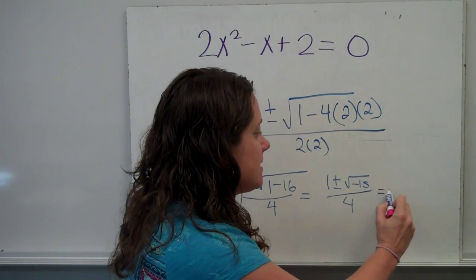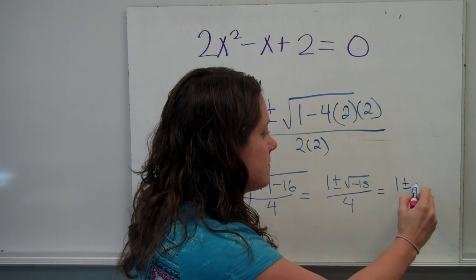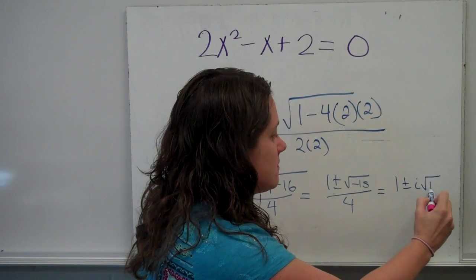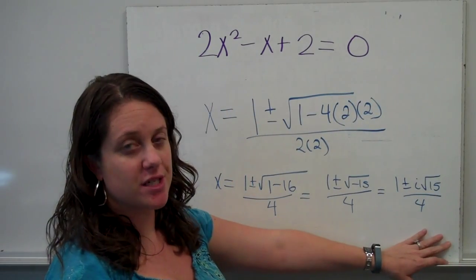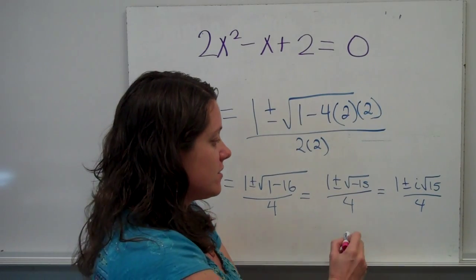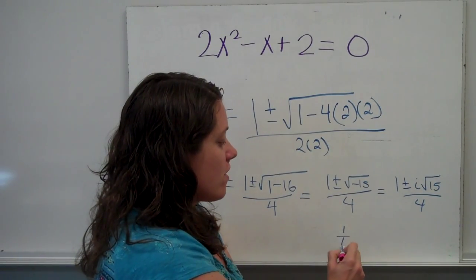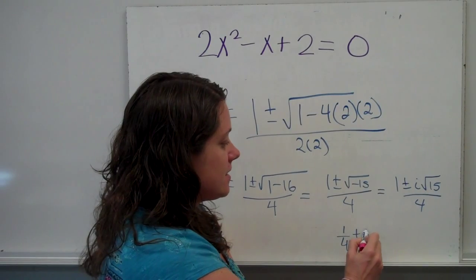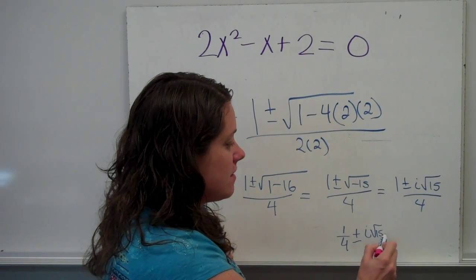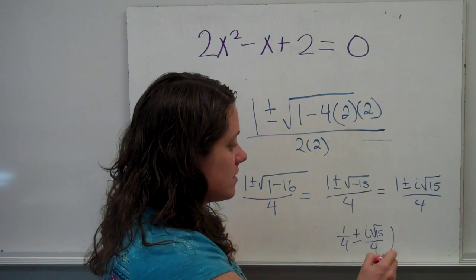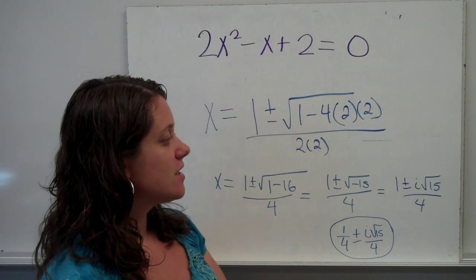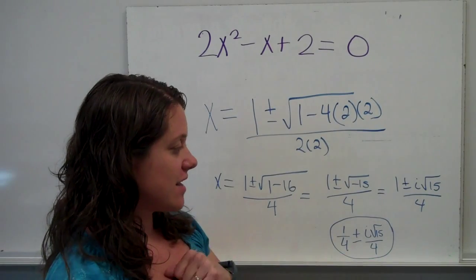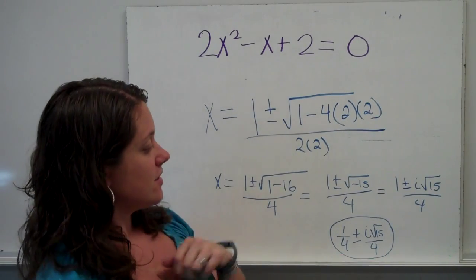So I'm going to simplify this. And just like with imaginary numbers, remember I split them into two parts. So it's 1/4 plus or minus i root 15 over 4. Okay, so there's my answer. And you can write it just like that. Those are your two answers.